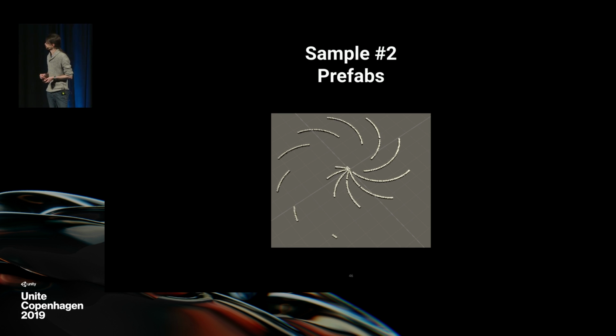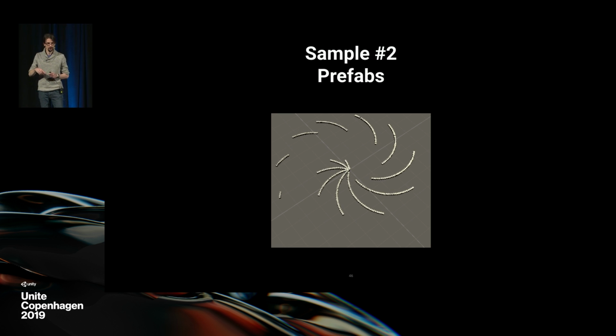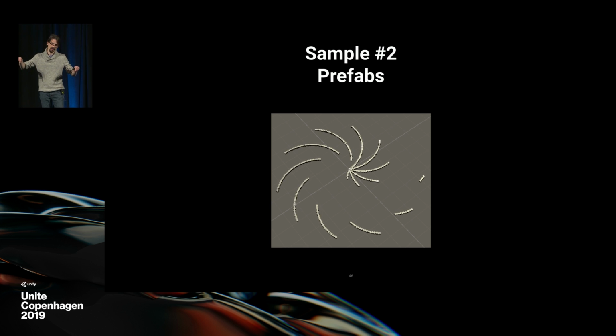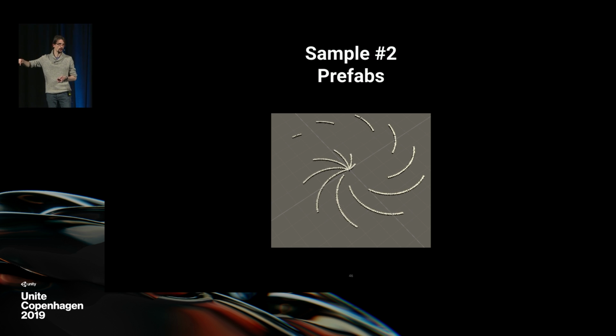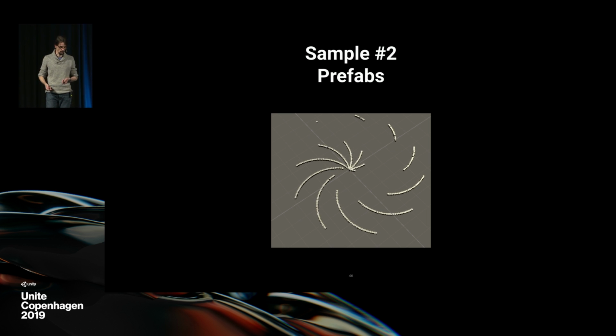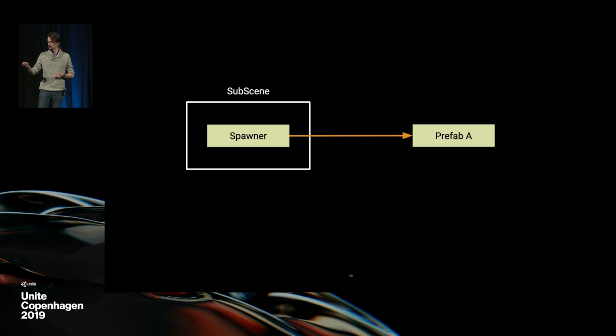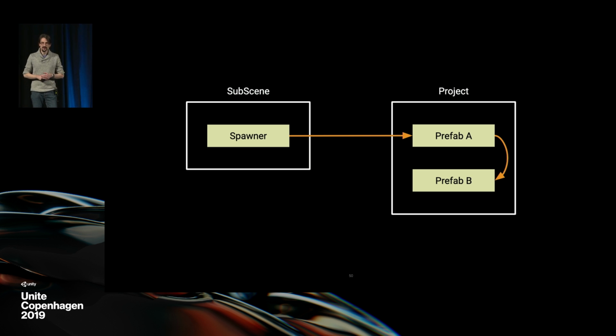OK, next step, prefabs. So what you see here is just a spawner in the center of the screen, which is spawning projectiles, and each projectile is spawning other prefabs to create a trail. So it's a prefab that references another prefab. So that's what it looks like. Inside your subscene, you have your GameObject, the spawner, and this spawner makes reference to a prefab, projectile. This prefab, in turn, makes reference to the other prefab, the trail. And the problem is that these two prefabs are in the project. They're not in the scene.